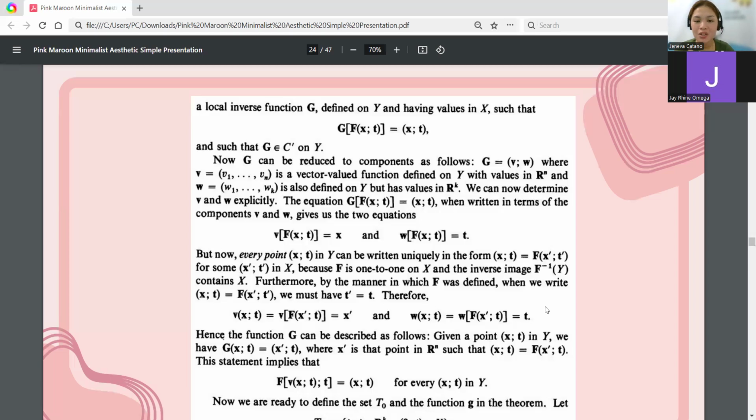The equation g of F of (x, t) equals (x, t) written in terms of components v and w gives us the two equations.